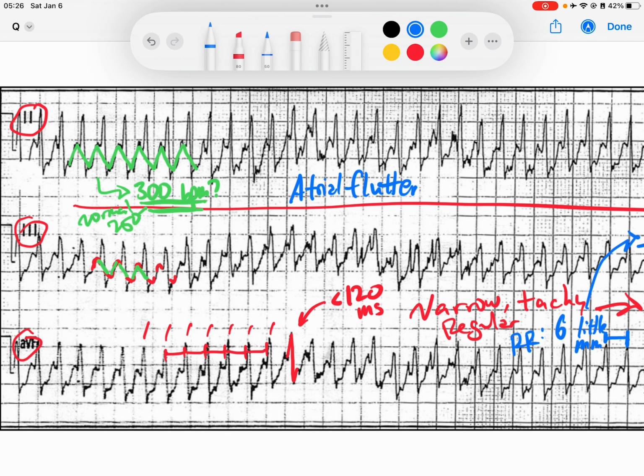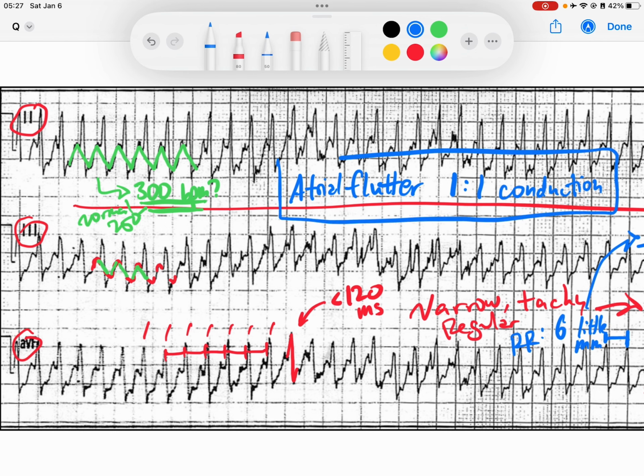Right, I don't see any P waves, but I do see atrial activity. And now we have to define what is the conduction, because for every flutter wave, how many times is the AV node conducting that signal down? And for every one flutter wave, we have one ventricular contraction. So we have atrial flutter with one-to-one conduction.